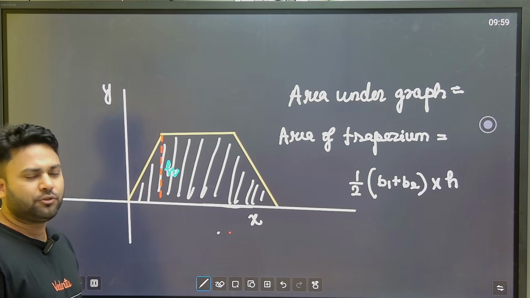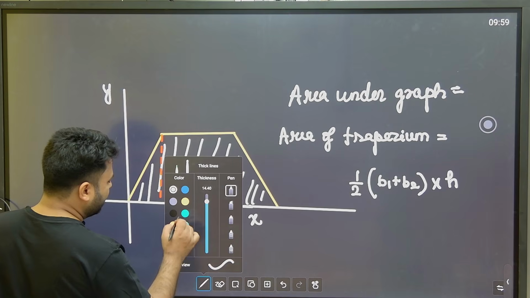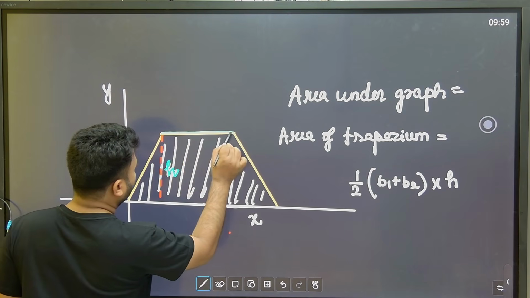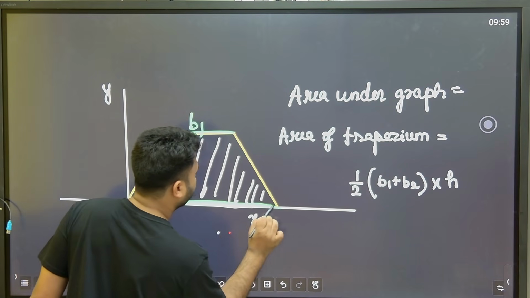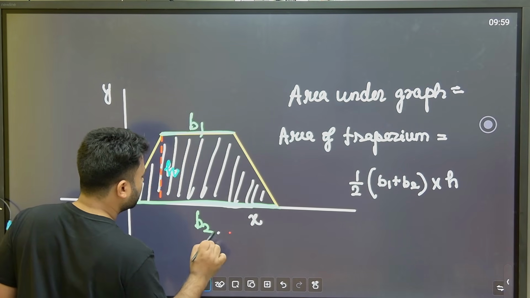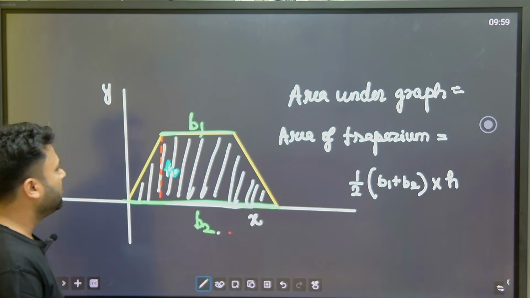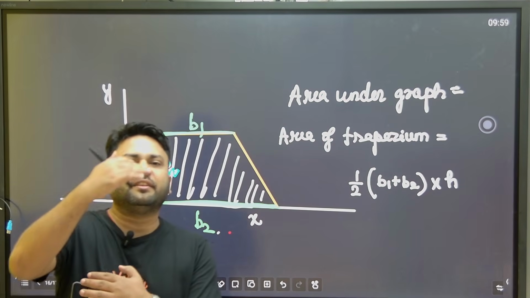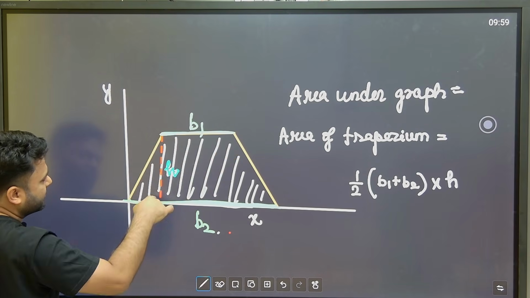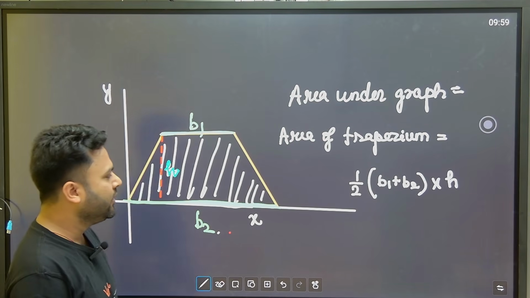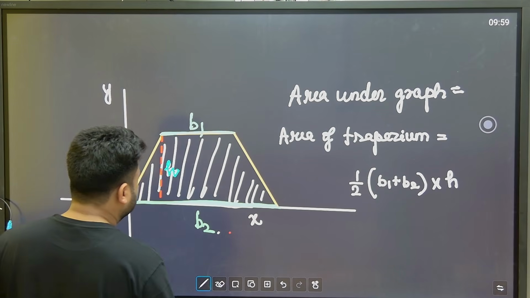Now what is base 1 plus base 2? A trapezium has two parallel sides. Suppose I call this length base 1 and this length base 2. So these are two parallel sides. What is the height of the trapezium? Distance between the parallel sides. So this is one side, this is another parallel side, and this red line is the perpendicular distance between the parallel sides. So this way we are going to calculate the area: half base 1 plus base 2 into height.